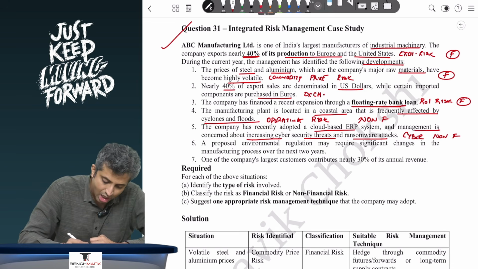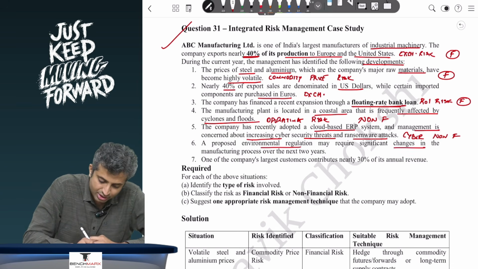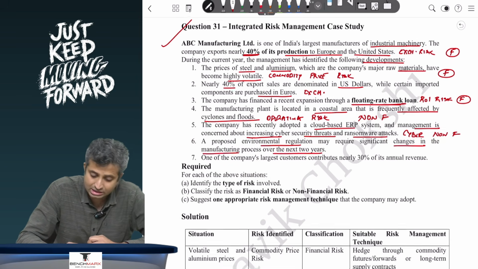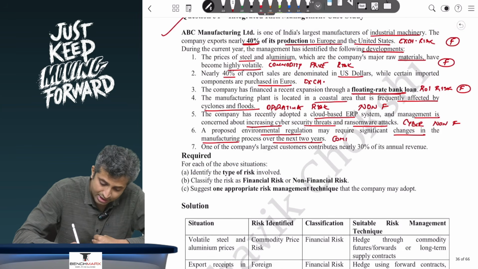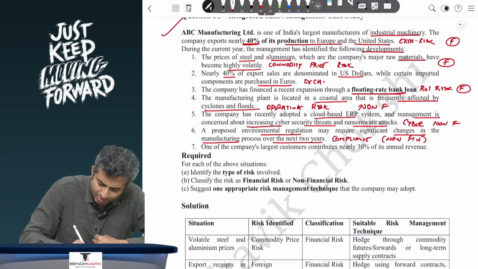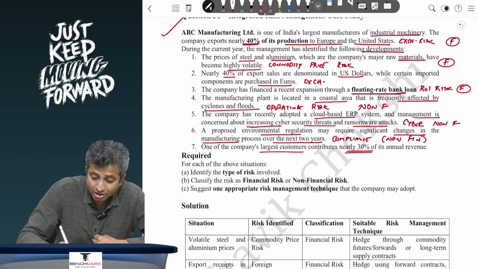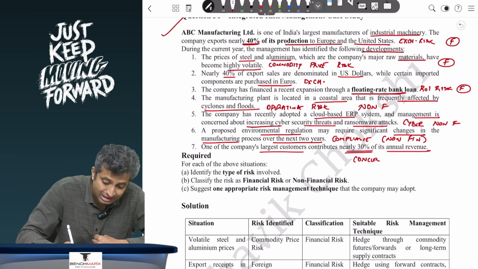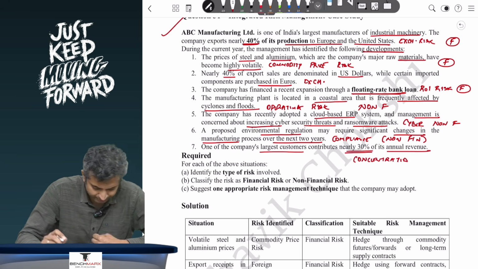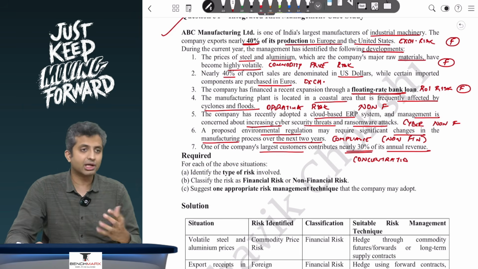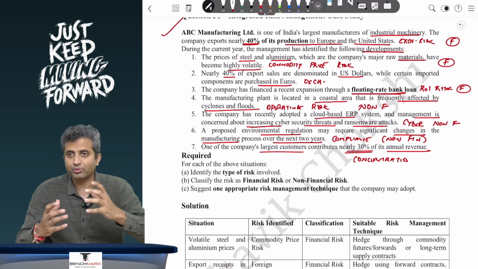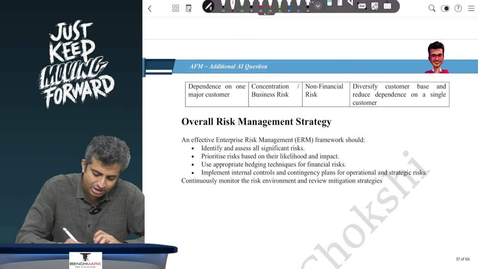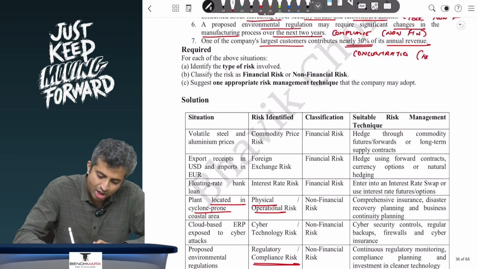These are non-financial. A proposed environmental regulation may require significant changes in the manufacturing process over the next 2 years. Again, this is an environmental risk and a regulatory or compliance risk. This is also non-financial. So maybe this is compliance. You can think of these terms, and this is also a non-financial risk. One of the company's largest customers contributes nearly 30% of the annual revenue. So maybe you are very concentrated. If this customer walks away, a lot of these problems are happening with big IT companies. Big customers are walking away because of AI, and if your customer portfolio is very concentrated, you are bearing that risk. So this is a concentration risk, which is also a non-financial risk.